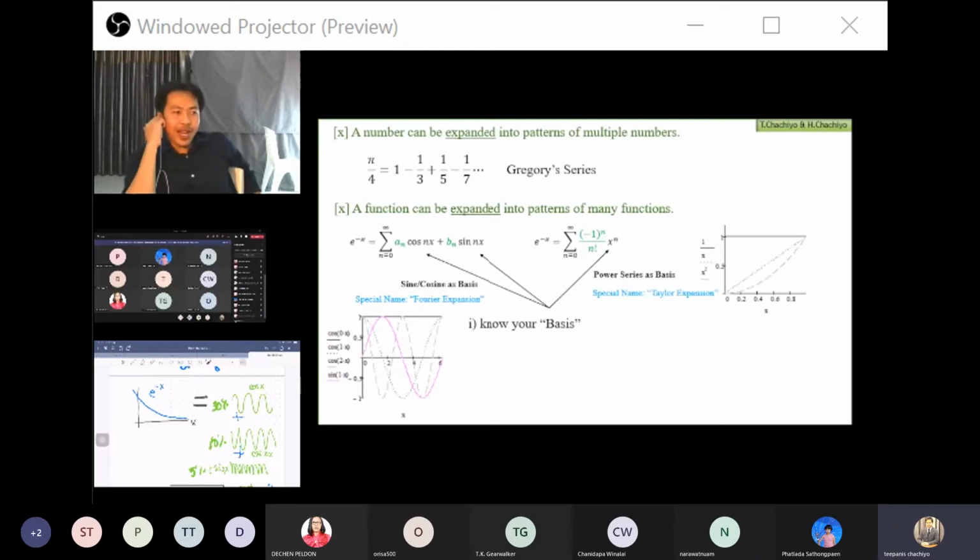There's also a story that I heard. It should be a true story that actually Taylor and Fourier were, I don't know who was the first one who invented this expansion, but one guy told the other guy that their work is crap.